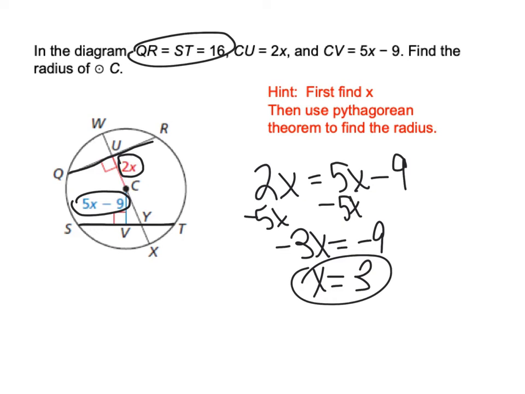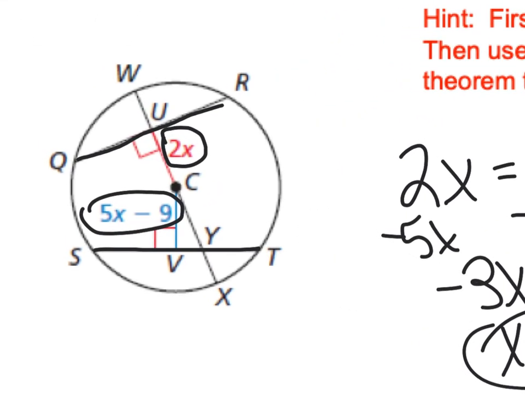Okay, that's lovely. However, that doesn't answer the question. It's asking us to find the radius. But what I can do, this is going to be multi-step here. I do know that that's 2x, which I know that that distance then is going to be 2 times 3, because I know that x equals 3.